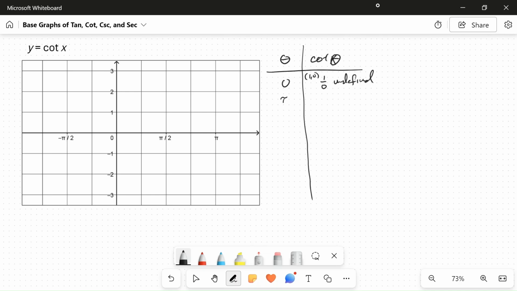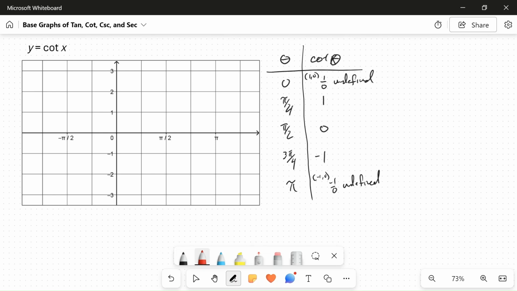If we keep going, we'll do pi over 4, pi over 2, 3 pi over 4, and then pi. Let's see what we get. At pi over 4, cotangent is 1. At pi over 2, cotangent is 0. At 3 pi over 4, it is negative 1. And then at pi, the coordinate for pi is (-1, 0). So we're going to have negative 1 divided by 0, because again, it's the x coordinate over the y coordinate. And again, that is undefined.